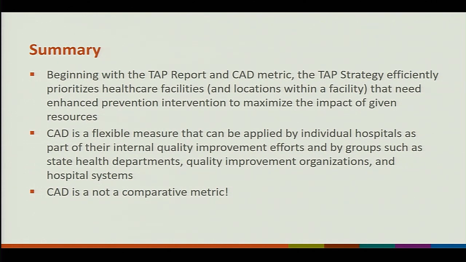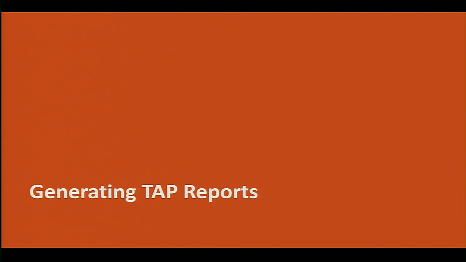So in summary, beginning with the TAP reports and CAD metric, the TAP strategy efficiently prioritizes healthcare facilities that need enhanced intervention to maximize the impact of given resources. It's a flexible measure that can be applied by individual hospitals as part of improvement efforts or by groups such as state health departments, quality improvement organizations, or hospital systems. And it allows us to dig deep into the locations. And lastly, it's not a comparative metric, right? We don't want to use it to compare different facilities.